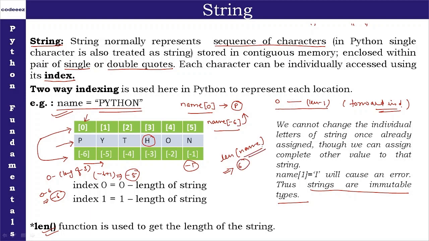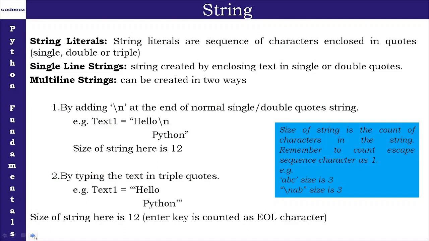Okay, so keep in mind that the lowest index number is 0 and the maximum index number is length minus 1. Here the maximum index number is 5. So this is the basic concept of a string. Now, string literals are simply the values that are enclosed within single quotes, within a pair of double quotes, or within a pair of triple quotes.